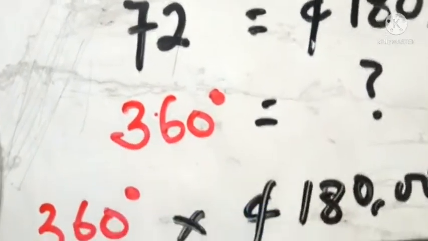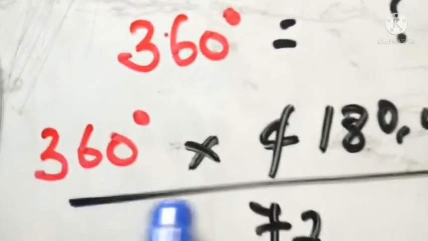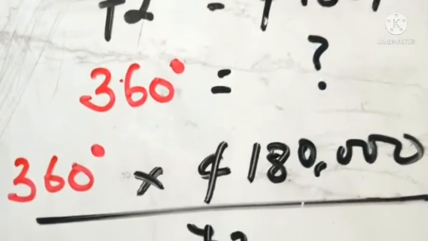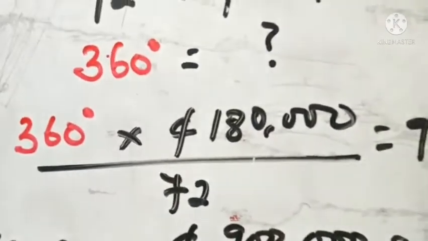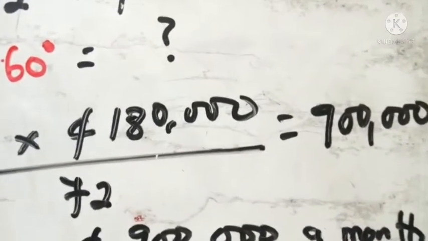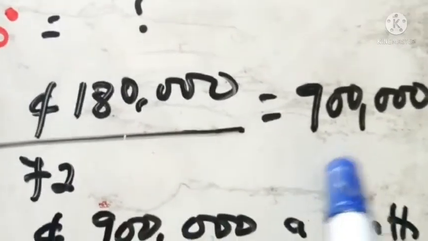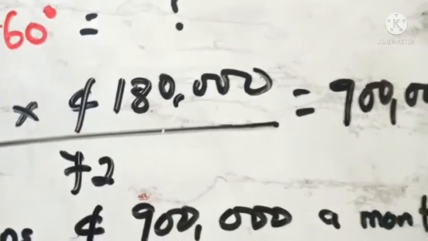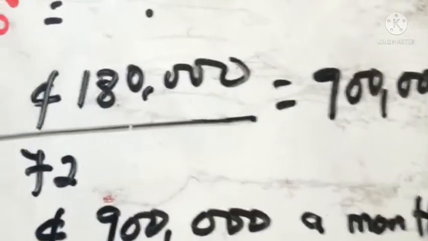So when you do the cross multiply, that will give us 360 multiplied by the number here, and then you divide by 72. Right? So that will give us the total portions of the 360 degrees. So this is the amount the guy earns at the end of the month. Right? Okay, that will be 900,000.